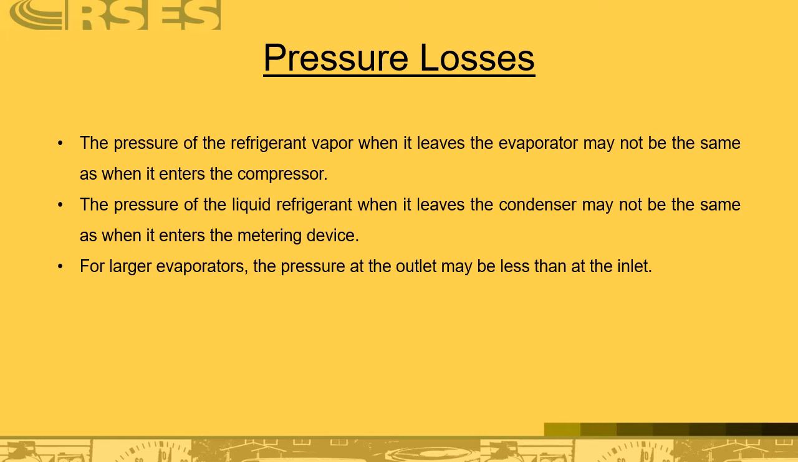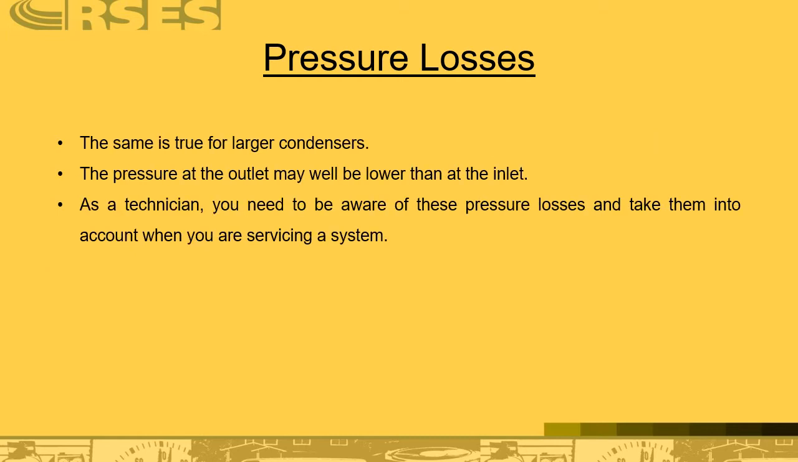The pressure of the refrigerant vapor when it leaves the evaporator may not be the same as when it enters the compressor. The pressure of the liquid refrigerant when it leaves the condenser may not be the same as when it enters the metering device. For large evaporators, the pressure at the outlet may be less than at the inlet. The same may be true for larger condensers. The pressures at the outlet may be lower than at the inlet. As a technician, you need to be aware of these pressure losses and take them into account when you are servicing the system.